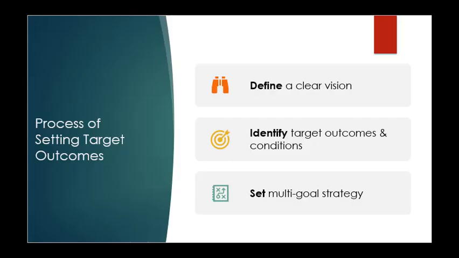So simply stated, there's a process of setting target outcomes. This includes defining a clear vision, identifying those target outcomes and target conditions, and then setting a multi-goal strategy, putting in place a plan that will help us achieve the goals of the team.